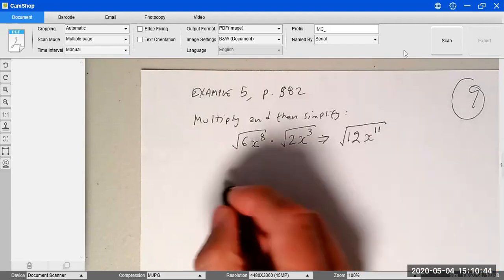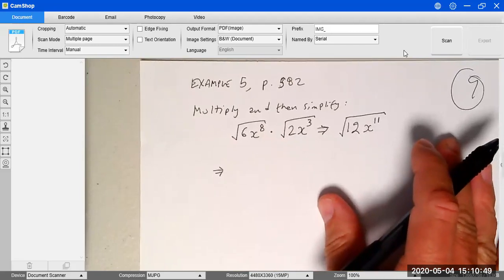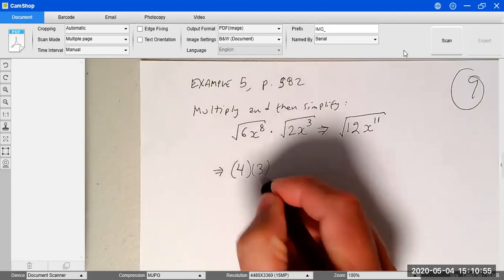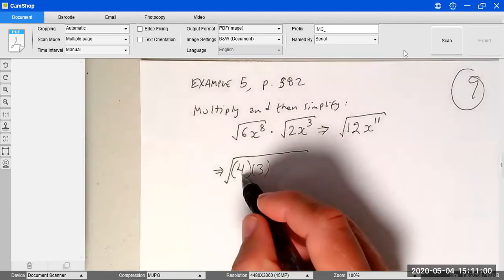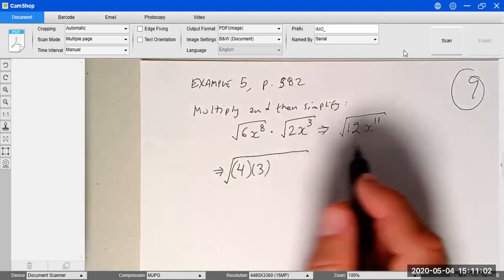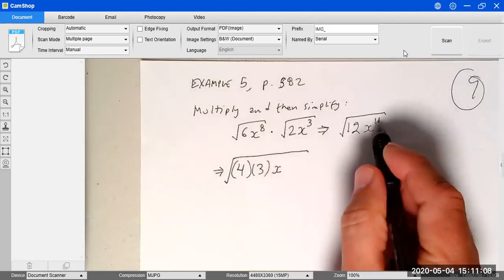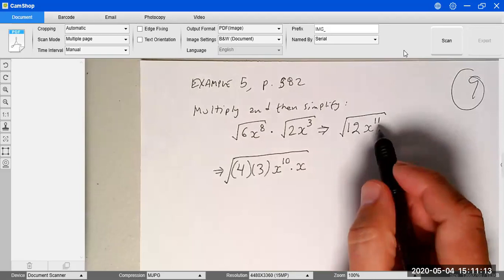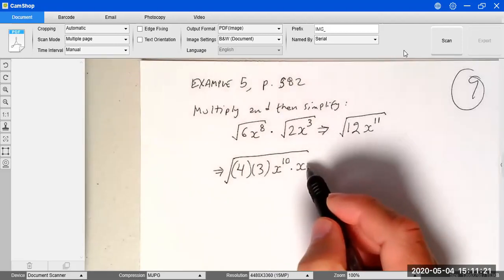So 12. I need to factor 12 into two factors, one being a perfect square. You know that 4 times 3 is going to work for us, because 4 is a perfect square, 3 is not, but that's what I need. Then x to the 11 is going to be written as x to the 10, 11 minus 1, times x. Remember, anytime that you subtract 1 from an odd exponent, you get a perfect square, and then you just multiply by x.